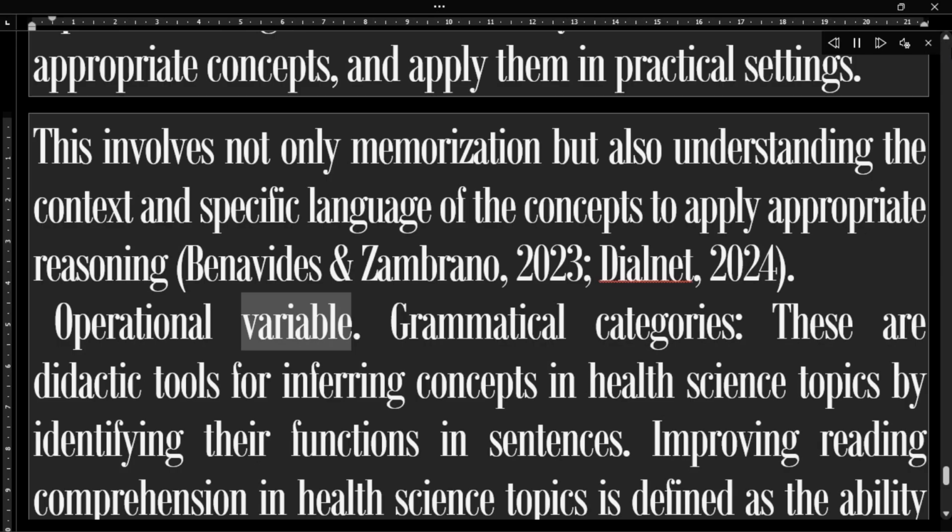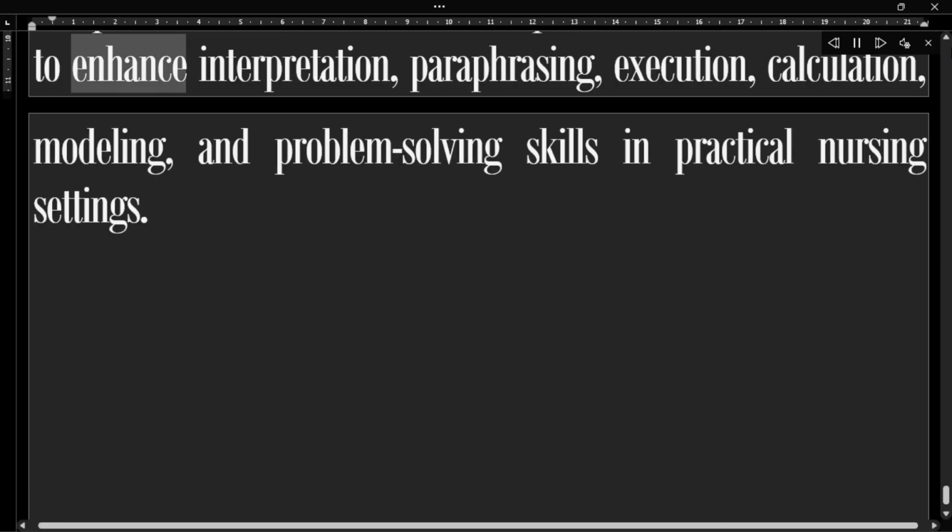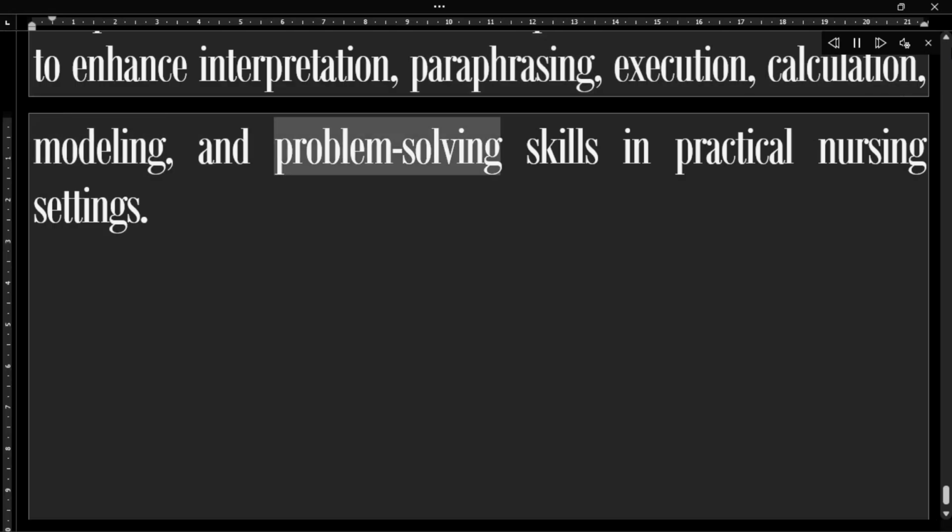Operational variable. Grammatical categories. These are didactic tools for inferring concepts in health science topics by identifying their functions in sentences. Improving reading comprehension in health science topics is defined as the ability to enhance interpretation, paraphrasing, execution, calculation, modeling, and problem-solving skills in practical nursing settings.